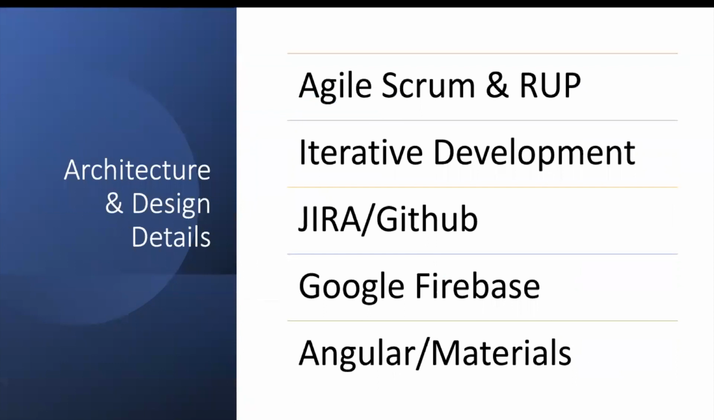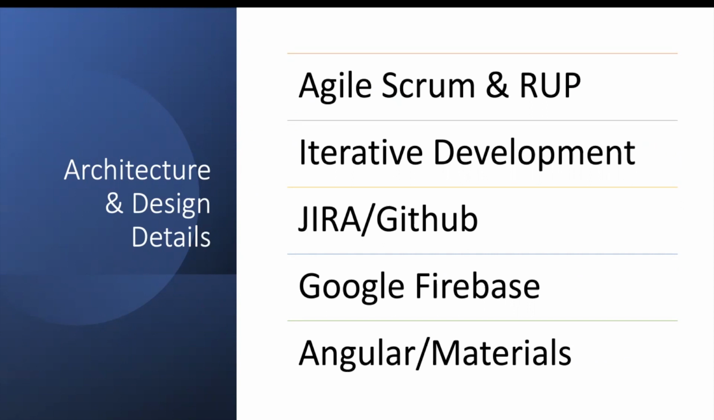We followed the Agile, Scrum, and RUP process. Additionally, everything was done in an iterative development cycle. So everything was worked on and iterated from start to finish. Additionally, we used Jira and GitHub for documentation and for file hosting. And we also used Google Firebase as our form of deployment.